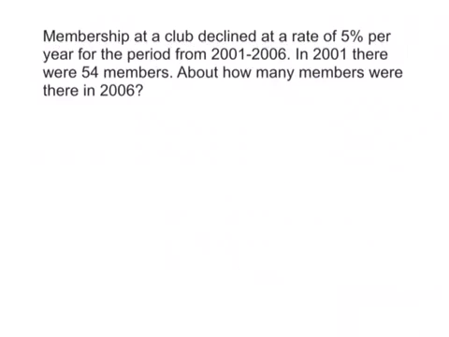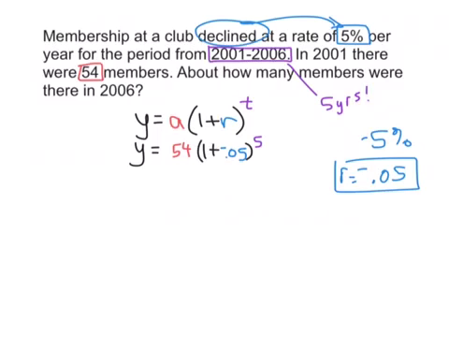And for this last example, please pause the video, try it out on your own, and then check back to see how you did. Okay, so take a look. It had said that the membership at a club was declining at a rate of 5%. Notice that I took that over here and said negative 5%, so negative 0.05. For the period from 2001 to 2006, be careful, that's not 6 years, but that is 5 years. So in 2001, there were 54 members.